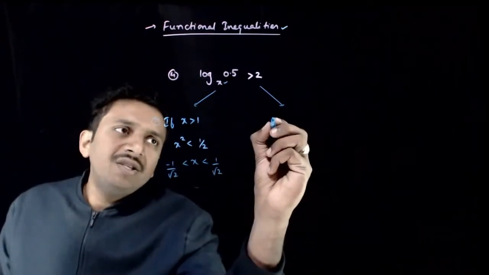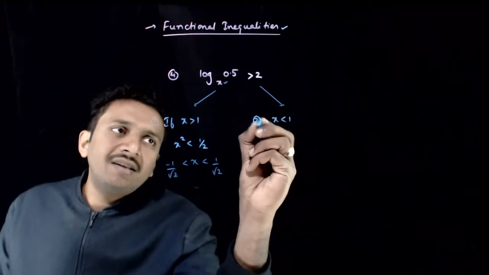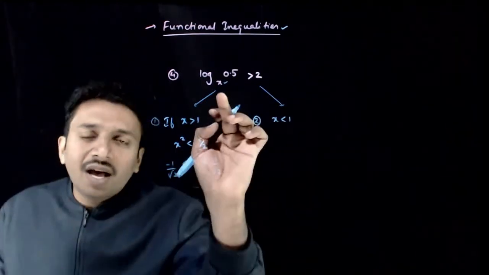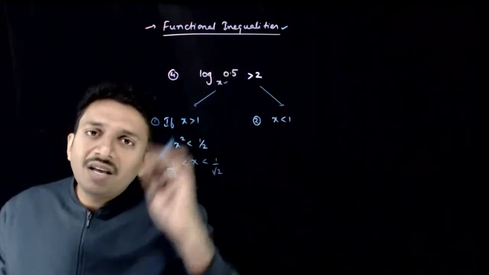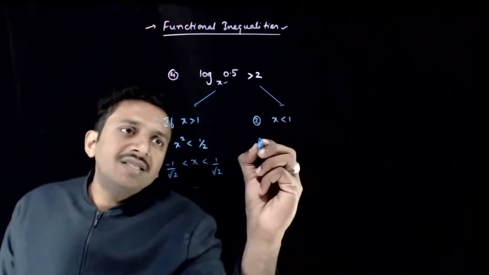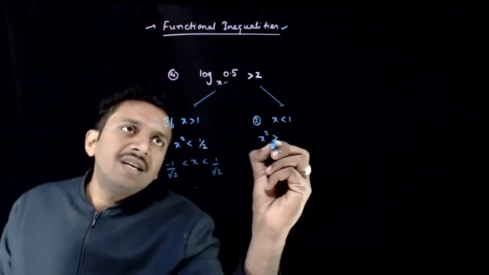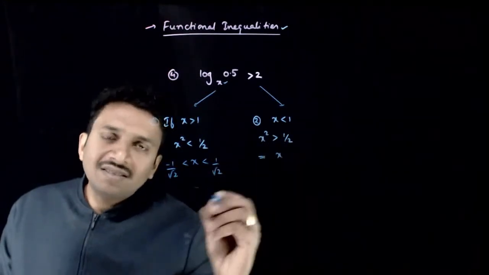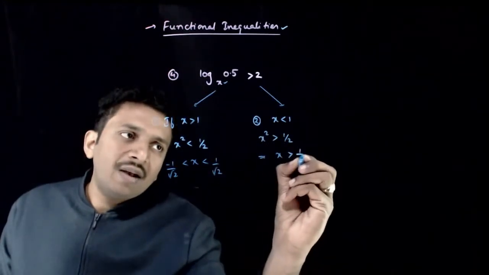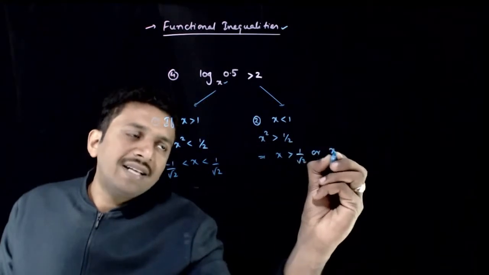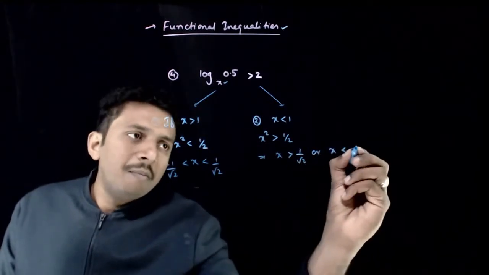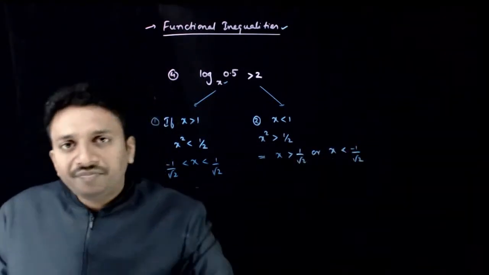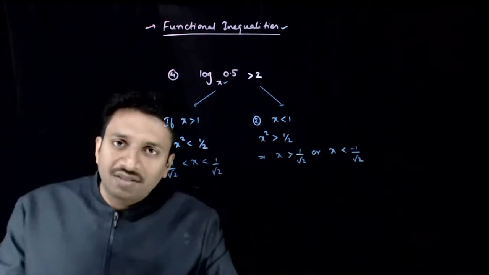And now let us assume x is less than 1. That's the second case. If x is less than 1, if I convert this into exponential form, the sign of inequality reverses. That is, x square is greater than 1 by 2. This implies x is either greater than 1 by root 2 or x is less than minus 1 by root 2. So these are the two cases.